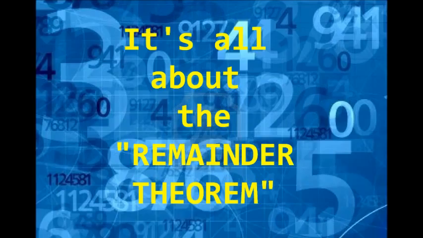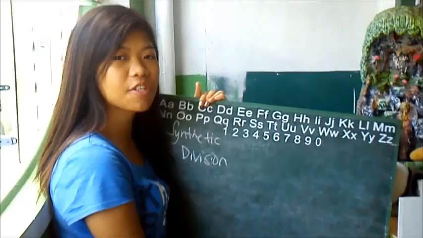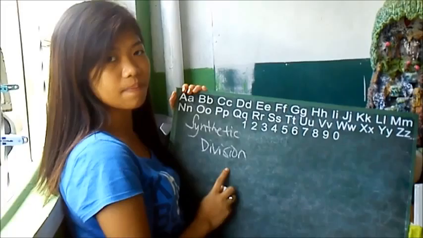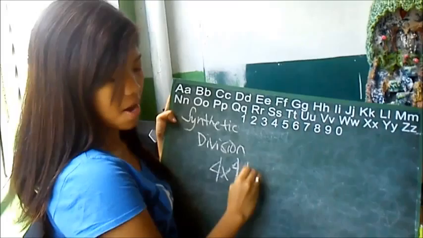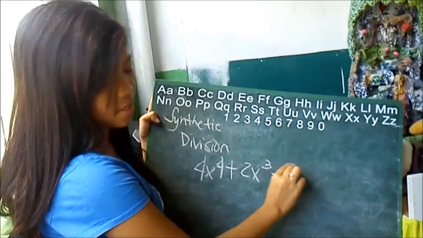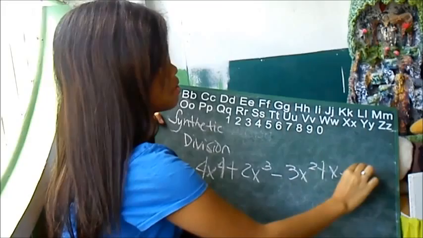Good morning. Our topic for today is about remainder theorem. And under remainder theorem, we have the synthetic division. Our example is 4x to the 4th power plus 2x cubed minus 3x squared plus x minus 15 divided by x minus 2.